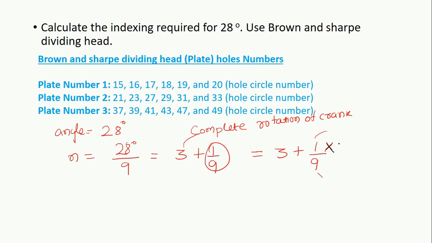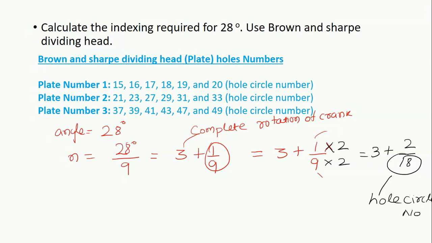Let's multiply with the 2. Now 3 plus 3 rotation plus 2 by 18 number of rotation. Remember that this is not plus, this is for the rotation I am giving you so that you can understand. This is the whole circle number. This is the whole number.